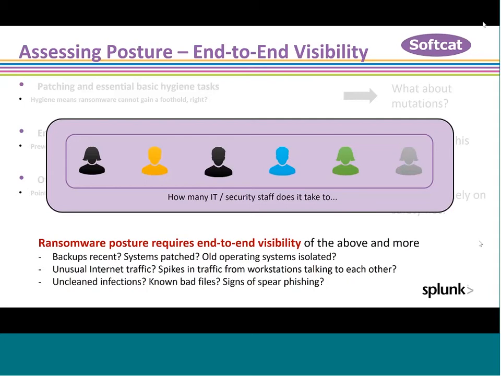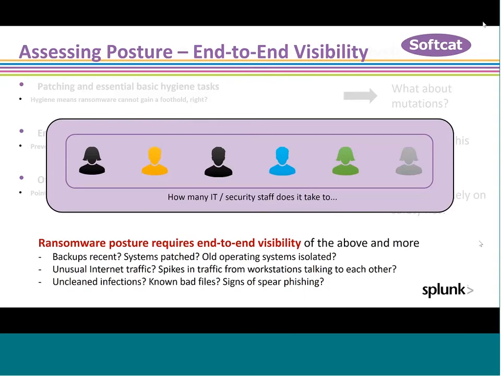So, can we find those bad files? Is there any sign of spear phishing? Are we seeing any interesting email flows towards particular individuals in the organization? So how can I take all of that information and get that posture, that overall threat view for my organization? And currently, how hard would that be? And by implementing Splunk, let's see how quickly we can do that.